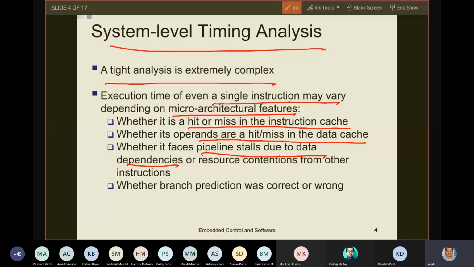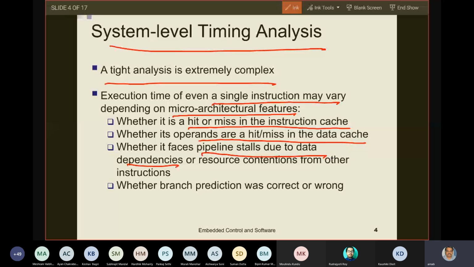And there could be branch prediction errors. Branch predictions could be right or wrong. So what are branch predictions? Suppose there is an if statement. If something is true, you go on one side. If something is false, you go on the other side. Even on the processor, you have conditional jumps. Based on a condition, you will take one path, or if your condition is false, you will take another path.